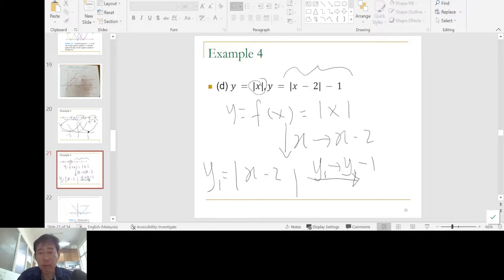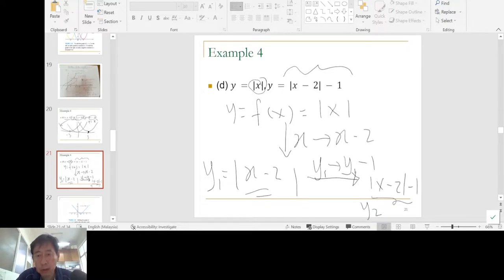After this operation of replacing y1 by y1 minus 1, the expression becomes absolute of x minus 2 minus 1. I'll call this function y2. So you start off with y equals absolute of x. Then you carry out this operation for the first time to arrive at y1. Then you carry out another operation of replacing y1 by y1 minus 1.